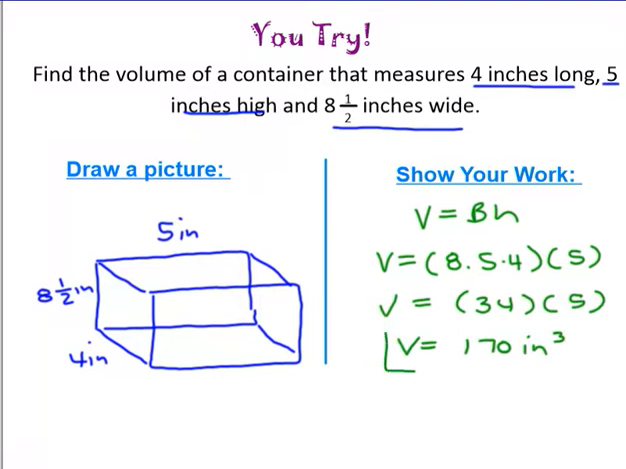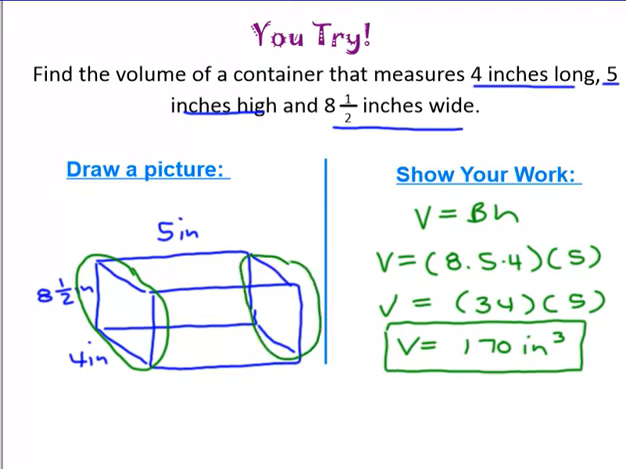All right, go ahead and pause if you're not done. And if you are done, let's take a look. So here I drew a container, and your container may look different, that's okay, but it should be labeled properly. So our actual base should be labeled as 8.5 and 4, and then the height of the prism, which goes from one base to the other, should be 5.